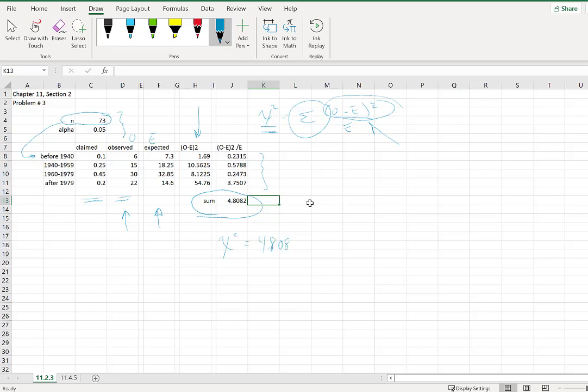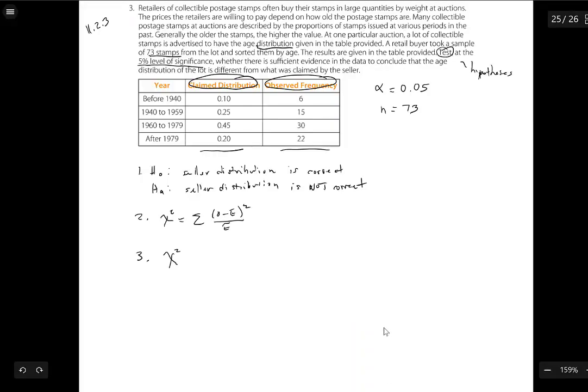Okay, let's jump back to where we were a moment ago. So our chi-square test statistic value is 4.8082. All right, step 4 in our process is to determine the critical value, the rejection region. So our chi-squared at alpha, not x squared, chi squared at 0.05. And we have to know the degrees of freedom for that.